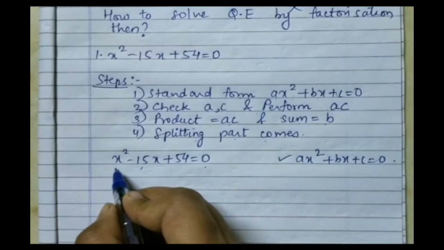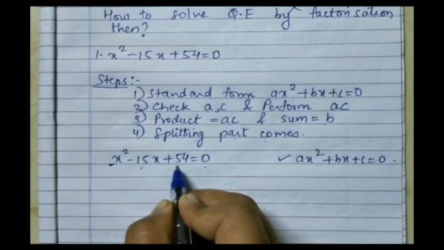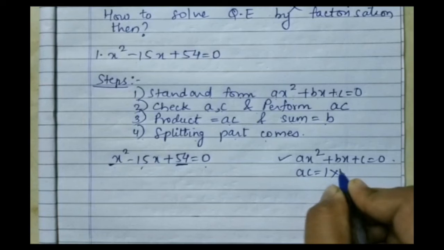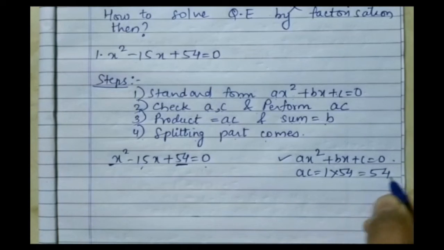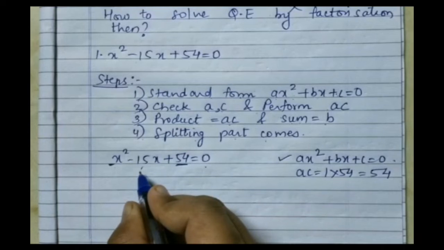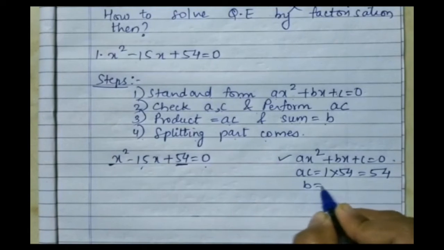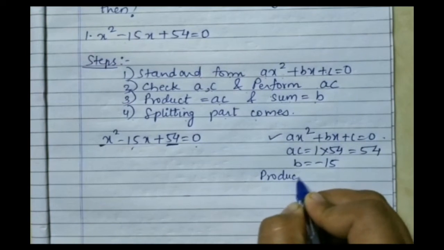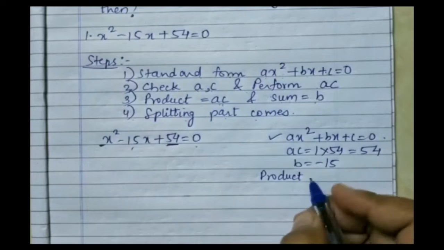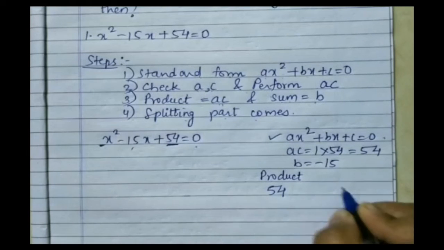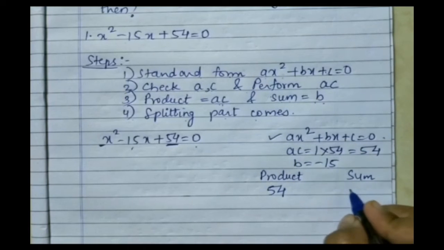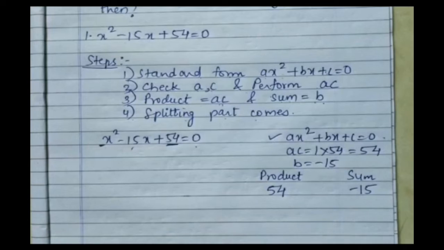Then I need to check a and c. So a is 1 and c is 54. So ac will be what? 1 into 54, that is 54. Check for b. b is minus 15. So here the product is AC, that is the third step. Product is AC, that is 54, and the sum is b, which is minus 15. And now the fourth step comes into the picture, that is you have to split.